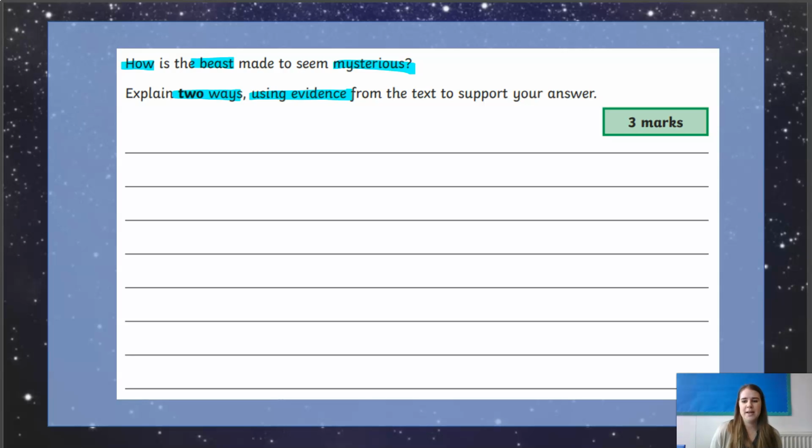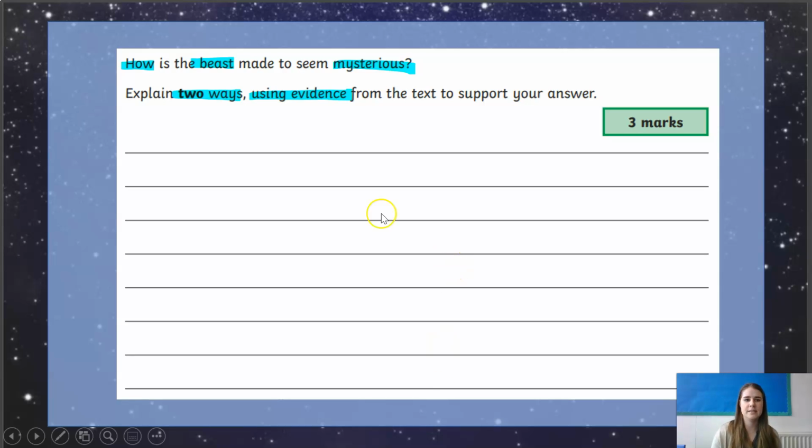Okay, so the first one here is a 3-mark question. I'm going to model one of these. You're not going to have a go at practicing one, but I'm going to show you how to model one of these examples. Then you might have a couple of these types of questions for your task at the end. So how is the beast made to seem mysterious?